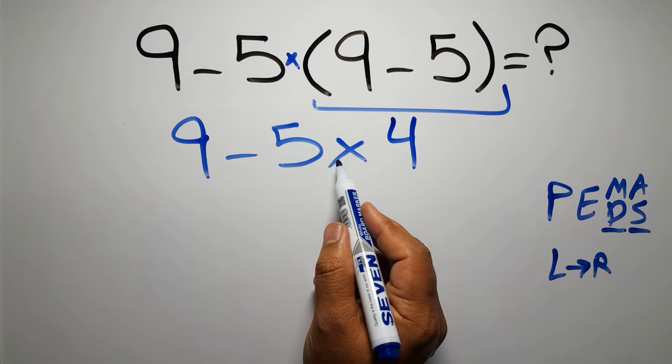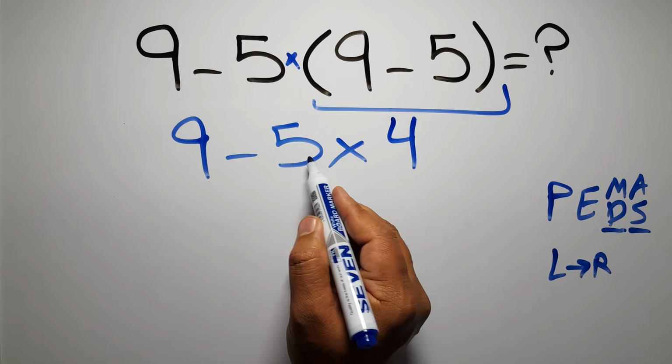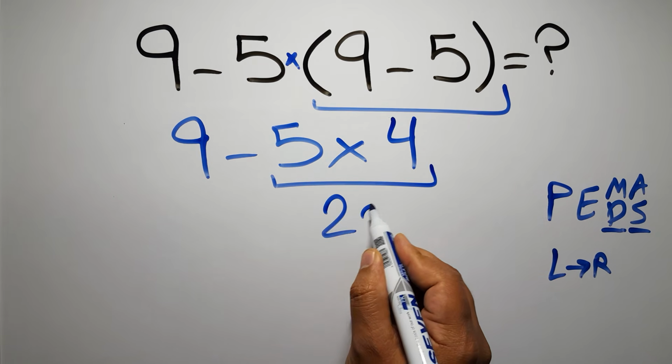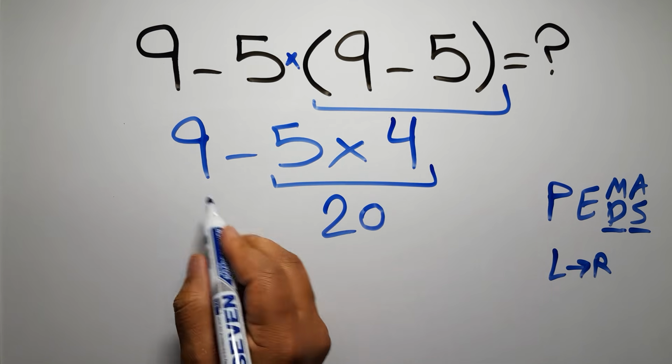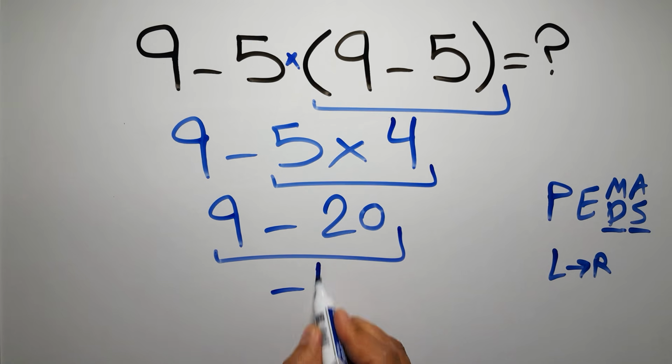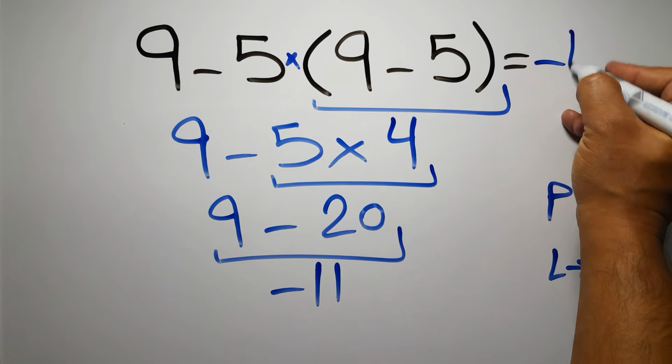So here first we have to do this multiplication. 5 times 4 gives us 20. So 9 minus 20, which equals negative 11. And this is our final answer to this problem. The correct answer is negative 11.